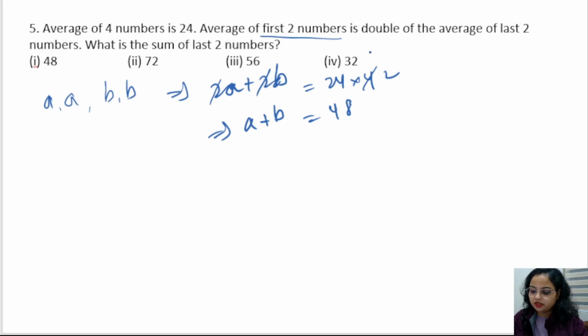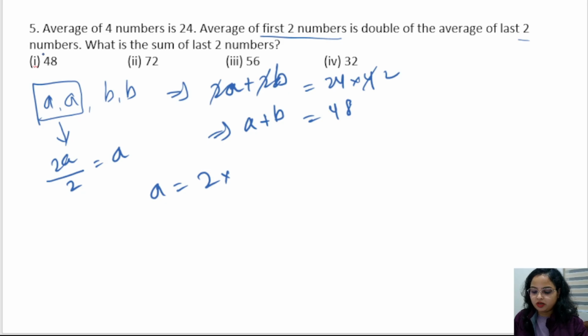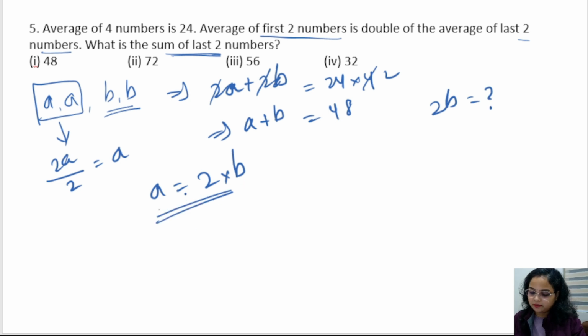And average of first 2 numbers. The sum of these 2 numbers is 2A. And the average will be what? Divided by 2, average will be A. Average of first 2 numbers is 2 times the average of last 2 numbers. Average of last 2 numbers is B. So A is equal to 2B. We have to find sum of last 2 numbers, so we have to find B plus B, which is 2B. So here we will substitute A is equal to 2B in this equation.